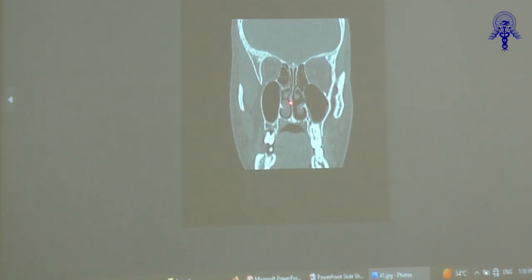This is the middle turbinate. Now it is turning laterally towards the eye. So this is actually the second part of the middle turbinate, and we are actually still seeing the anterior ethmoidal cells and the transition between the anterior and posterior ethmoidal cells.